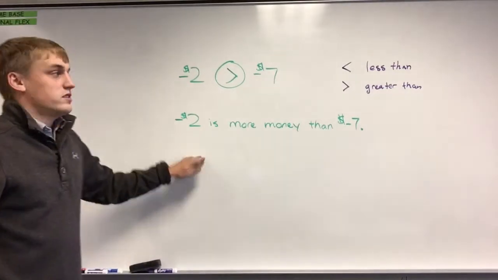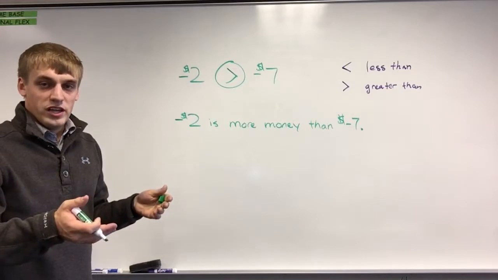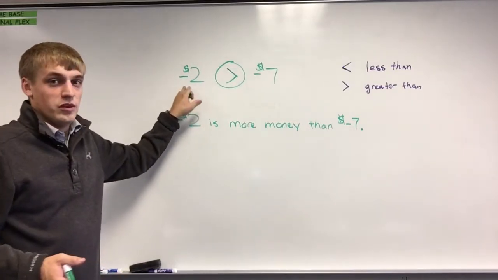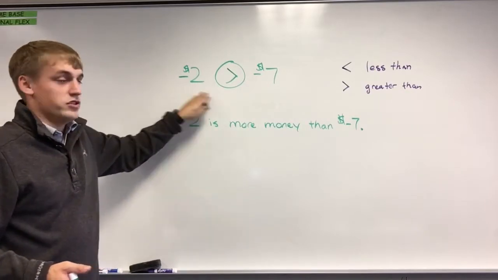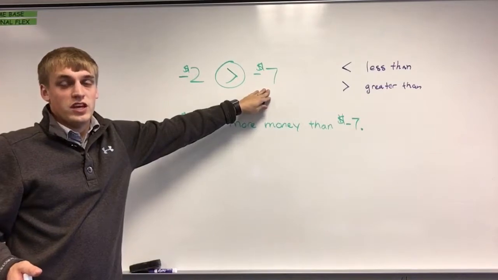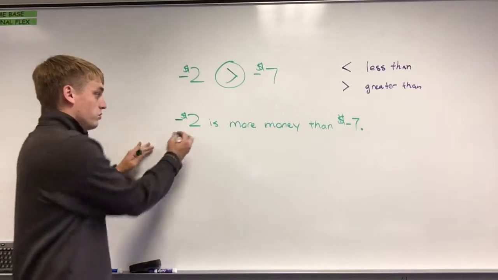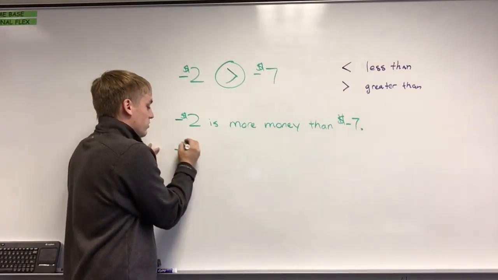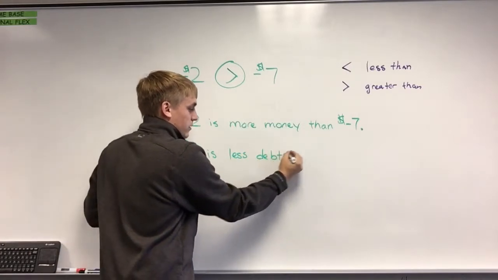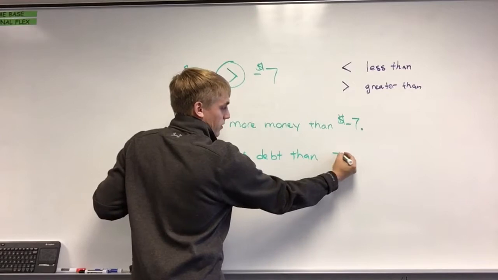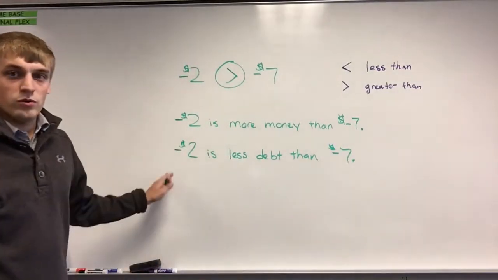Another way that we could explain it, since they're both negative, that means they're both in debt. In debt means that you owe money. Since they're negative, this means that if these were people that had this amount, if this was Susie had negative 2 and Johnny had negative 7, Susie would have more money, but she'd be less in debt. So we would say negative $2 is less debt than negative $7. That'd be another way that we could write that.